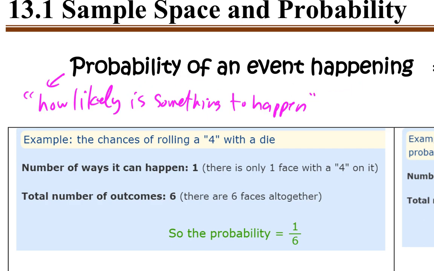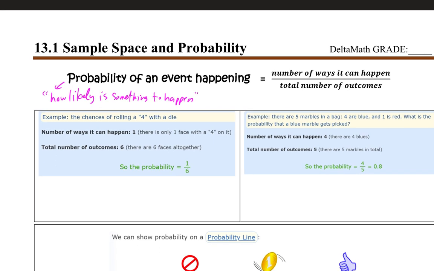When we calculate it, this is the formula that we're going to use. We're going to say the number of ways it can happen, and we're going to divide that by the total number of outcomes, the total number of ways it can happen. So the number of ways it can happen for what you want, over what can happen. Let's take a look at some examples.